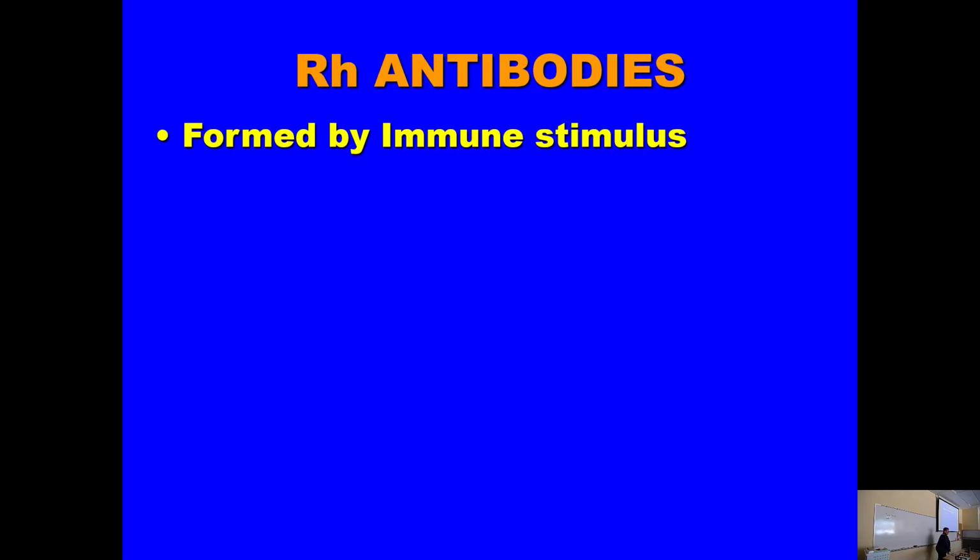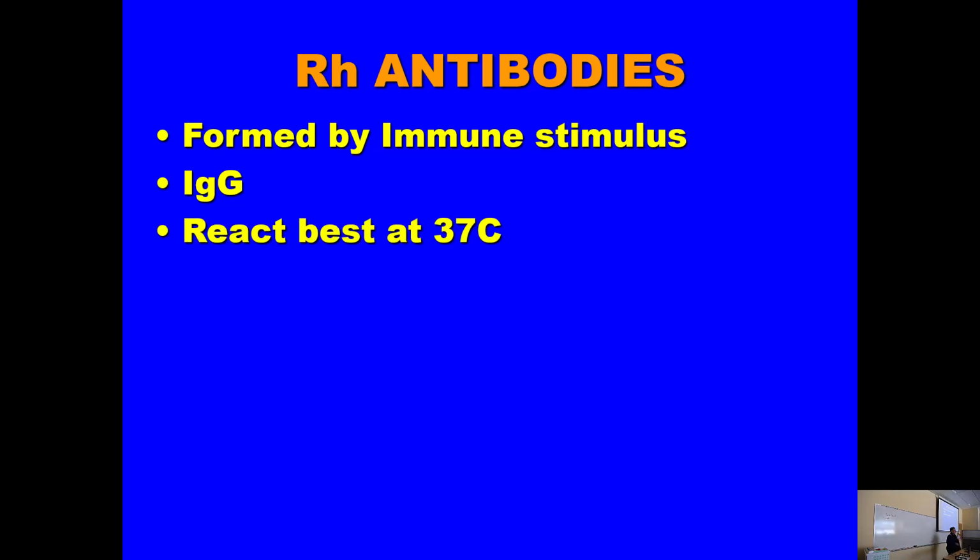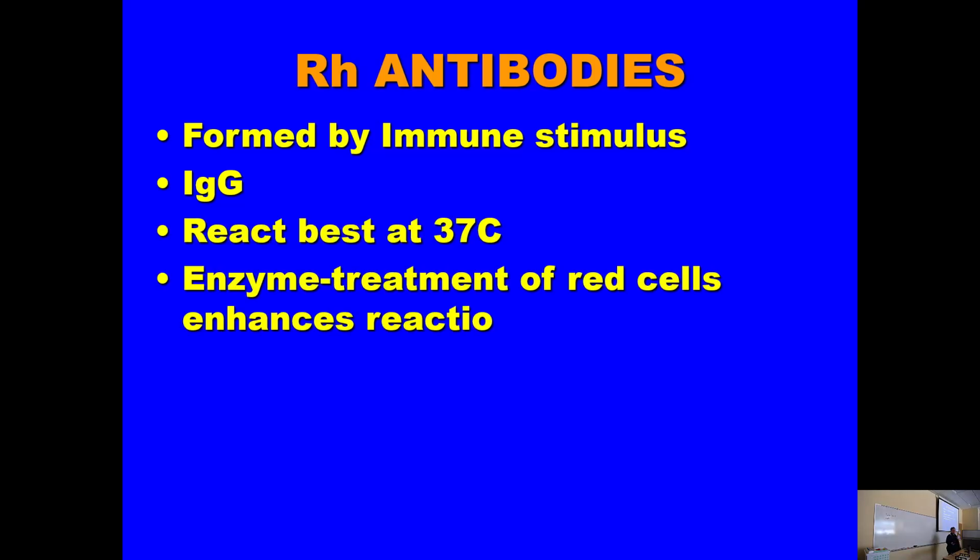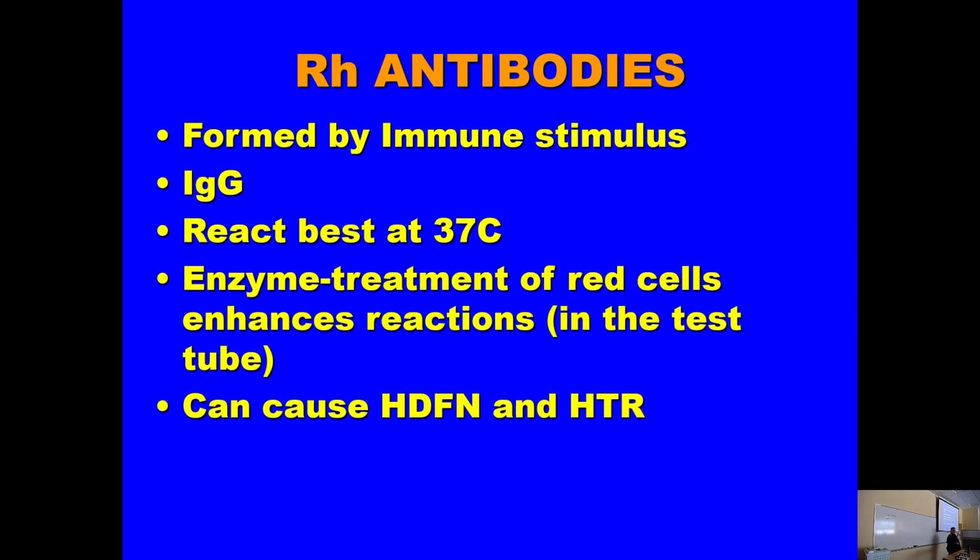Now, the antibodies. Rh antibodies are formed by immune stimulus. If you remember, ABO antibodies were naturally occurring, right? They occur just because they're exposed to bacteria and things in nature. They're expected, they're naturally occurring. Rh antibodies are not. ABOs are usually going to be your IgMs. Rh's are usually going to be your IgGs. They react best at 37 versus room temperature. Enzyme treatment of the red cells isn't going to enhance reactions in test tubes.